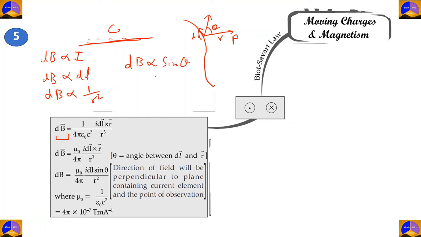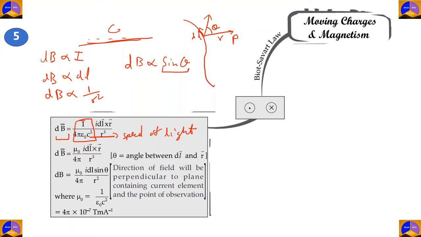So the reason why sine theta comes here is because the equation becomes a cross product. So dB will be equal to I dl bar cross r bar divided by r cube. And to make it an equality sign, they use a constant of proportionality, which is 1 by 4 pi epsilon naught into c square. C is not coulombs. It is the speed of light.